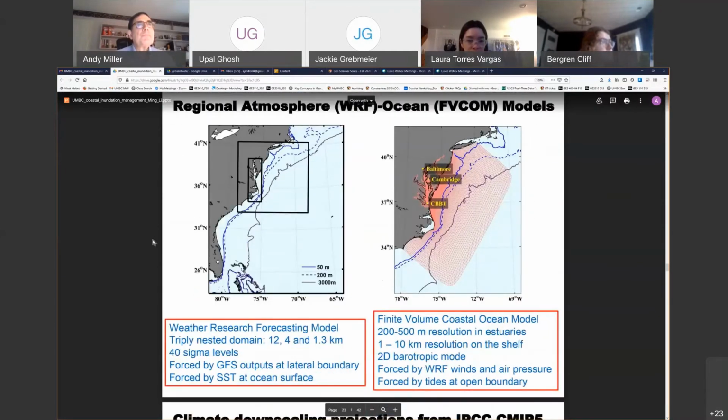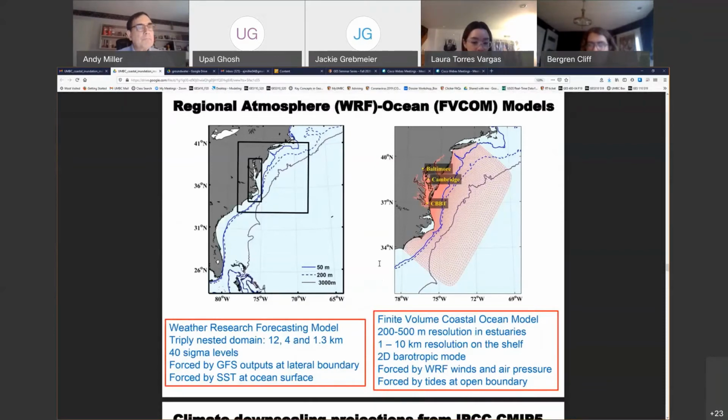So we developed a regional atmospheric ocean model. The regional atmospheric model is based on the Weather Research and Forecasting model. It's a triple nested domain, and the outer domain covers the east coast of the United States and the Atlantic Ocean. The inner domain covers Chesapeake Bay, where we can have fine resolution of wind that can drive the storm surge model. That's the same one we use for the tides. Next slide, please.